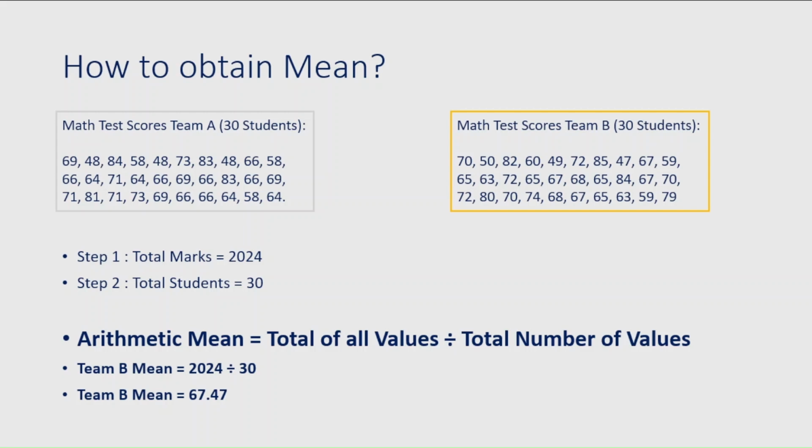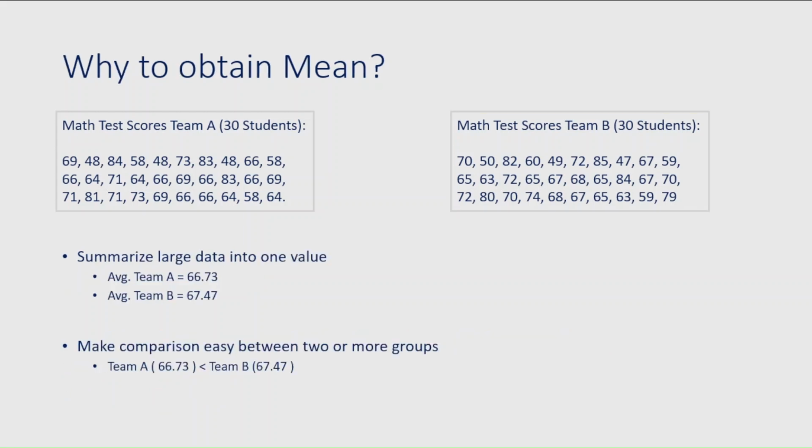Now I am sure you learned this well, and let's understand the logic of why do we need to obtain mean. The first reason is mean can summarize large data set into one value. As we saw, it converted 30 values in a single value for both the teams and it became easier for further analysis. The second reason is to make comparison easy between two or more groups. Here, we can compare that team B performed slightly better than team A.